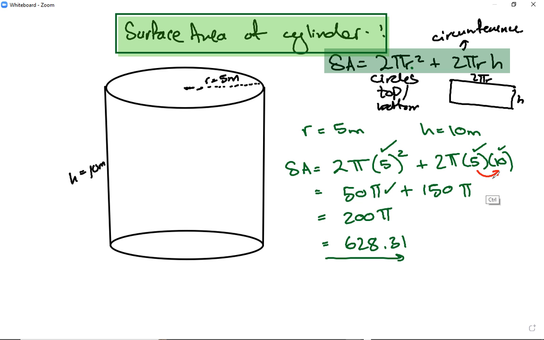5 times 10 is 50. 50 times 2 is 100. That's correct. So this is supposed to be 100, and this will now become 150. So my final answer here is going to be 150 pi, which is 471.24, and that's the final answer that I would get there.